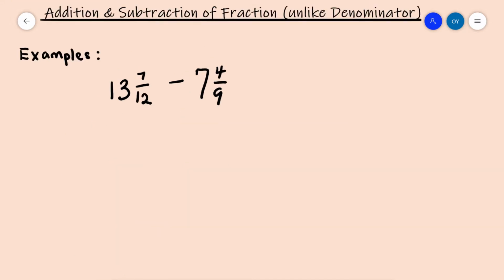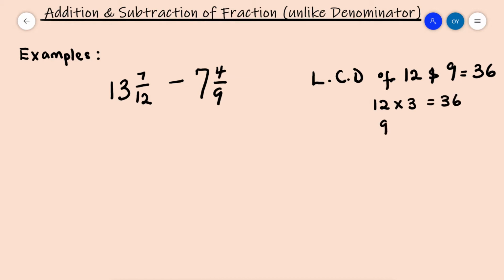Here we have 13, 7 over 12 minus 7, 4 over 9. The LCD of 12 and 9 is 36. And that means 12 times 3 is 36 and 9 times 4 is 36. So we need to multiply the first fraction 7 over 12 by 3, both the numerator and the denominator, and multiply 4 over 9 by 4.